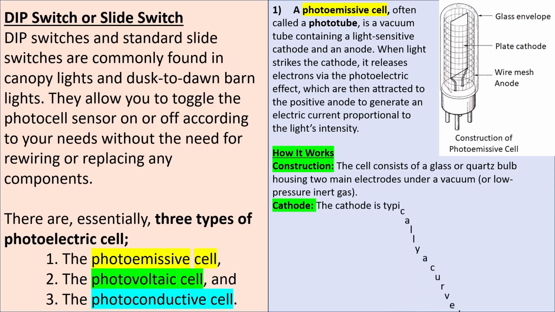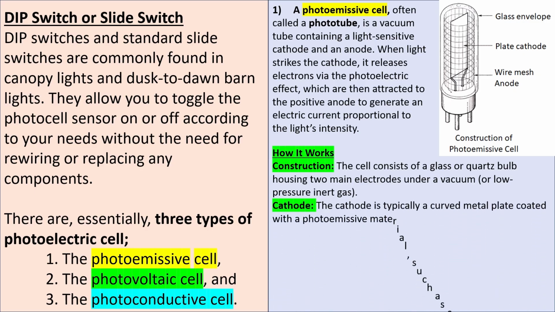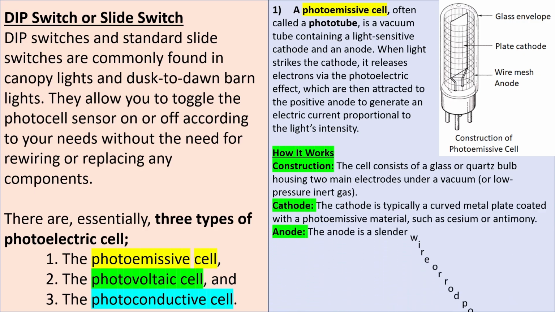Cathode. The cathode is typically a curved metal plate coated with a photoemissive material such as cesium or antimony. Anode. The anode is a slender wire or rod positioned at the center of the cathode's curvature.